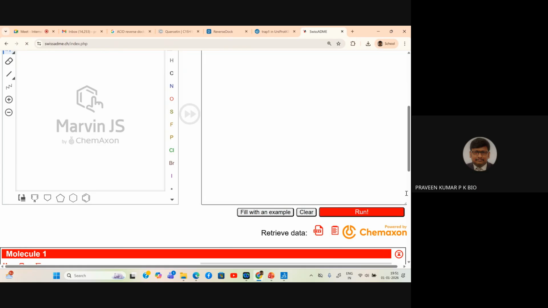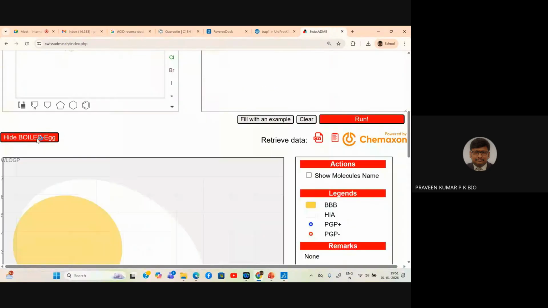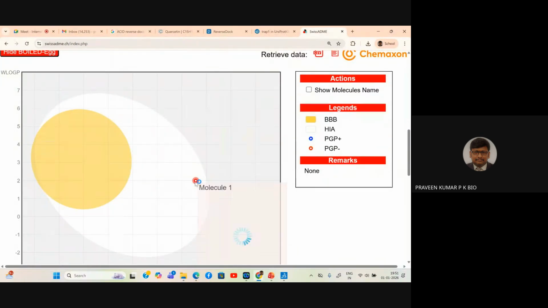We got the result. It is loading. First, we can see this result, the BOILED-Egg diagram. The one I searched is quercetin. This is a BOILED-Egg diagram. The white part shows the albumin and the yellow part shows the yolk. The albumin is hydrophilic in nature, but the yolk is lipophilic in nature. If our drug, this red dot, is present in the yellow region, we can tell it is a lipophilic drug. But this is present in the white region, and that too with so much distance. So it is more hydrophilic.